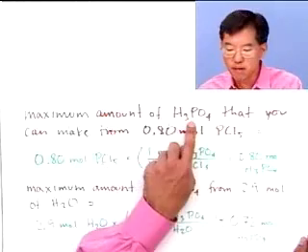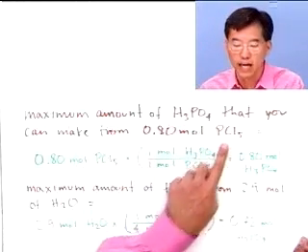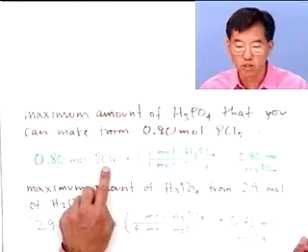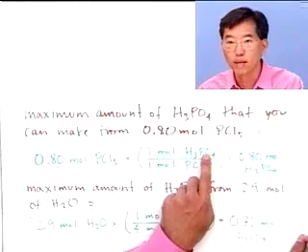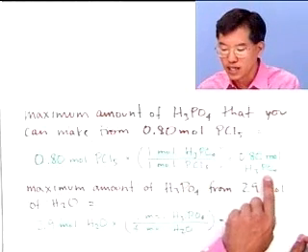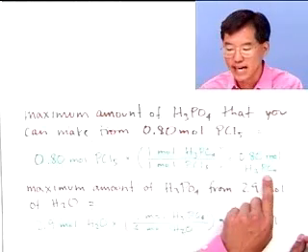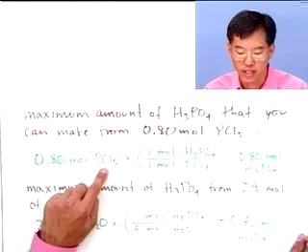So the maximum amount of phosphoric acid that you could make from 0.8 of a mole of phosphorus pentachloride is 0.80 moles of phosphorus pentachloride times, going back to the balanced reaction, we can make 1 mole of phosphoric acid for every mole of phosphorus pentachloride, so we can make 0.8 of a mole of phosphoric acid from 0.8 of a mole of phosphorus pentachloride.